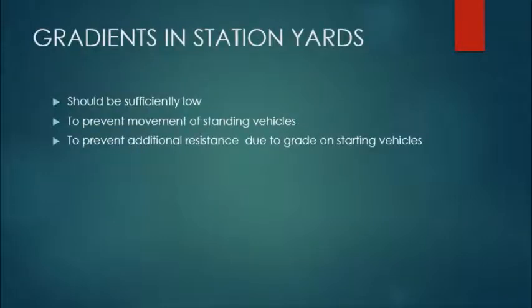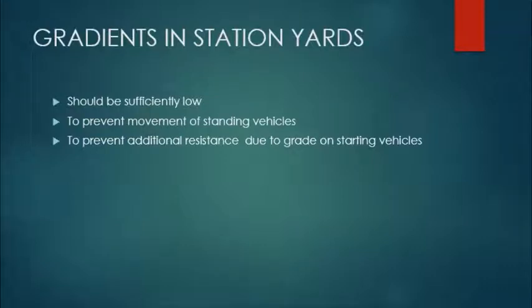The next type of gradient is the gradients provided in the station yards. The gradients at the station yards have to be sufficiently low due to the following reasons. To prevent the movement of standing vehicles on the track due to the effect of gravity combined with a strong wind or a gentle push.